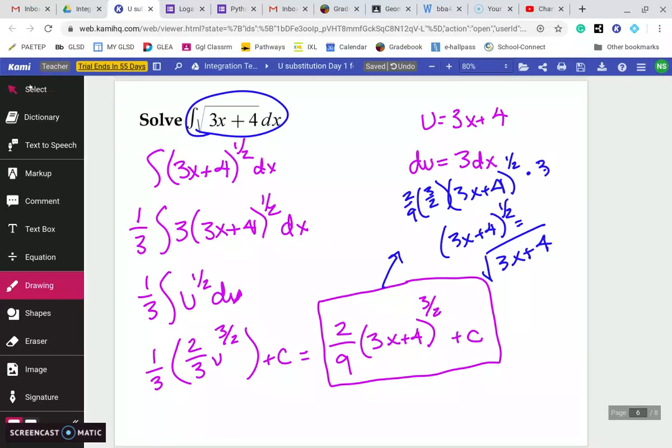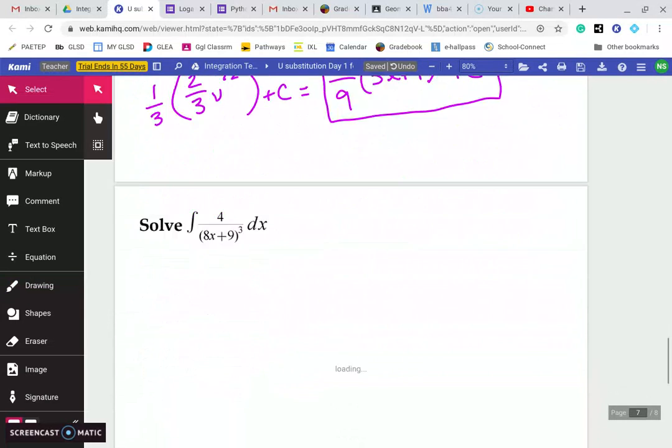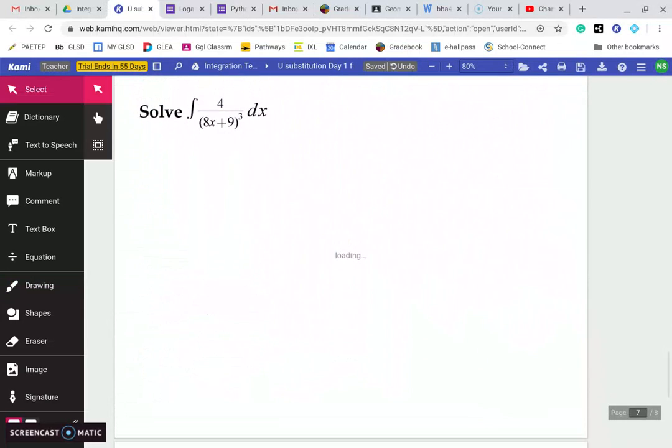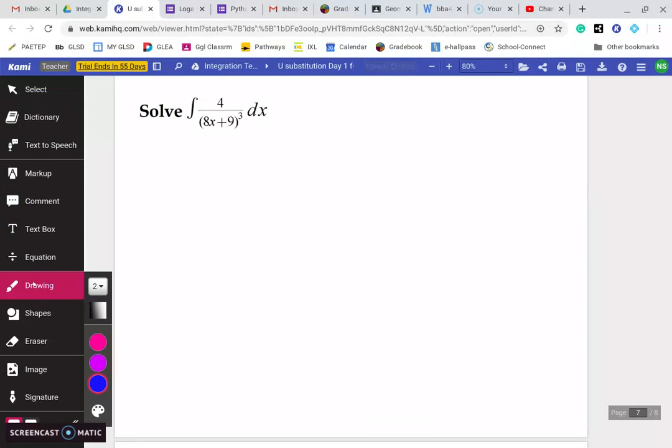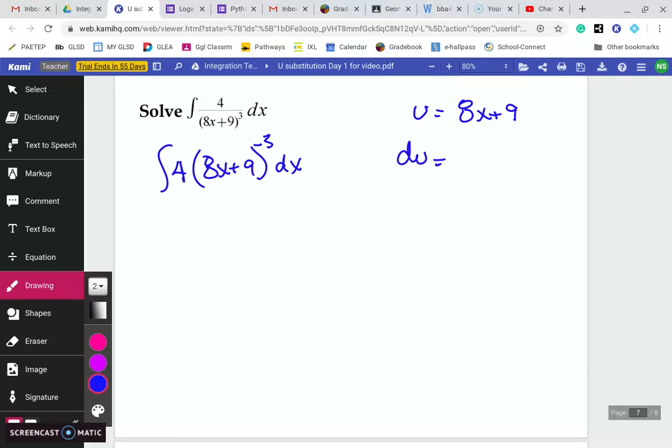Now, finally, the last one. We didn't do one like this in the previous video, so I wanted to see if you could figure it out. But let's see how you did. Okay, so first thing I'm going to do again is rewrite this. So I have 4 times the quantity 8x plus 9 to the -3rd dx. So u is going to be 8x plus 9. I'll take the derivative of both sides.